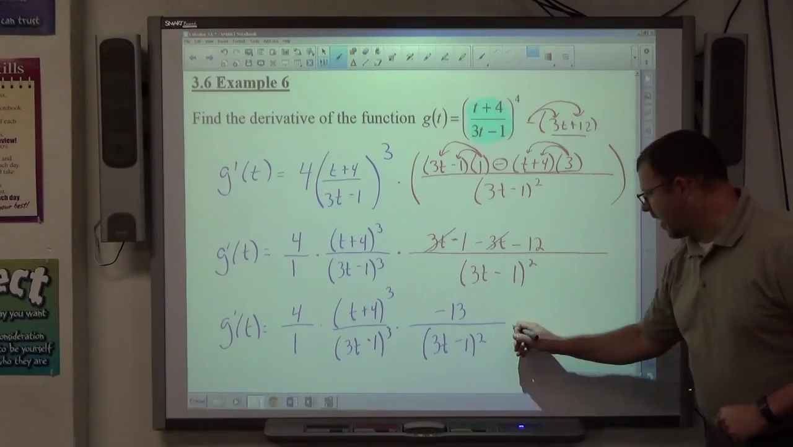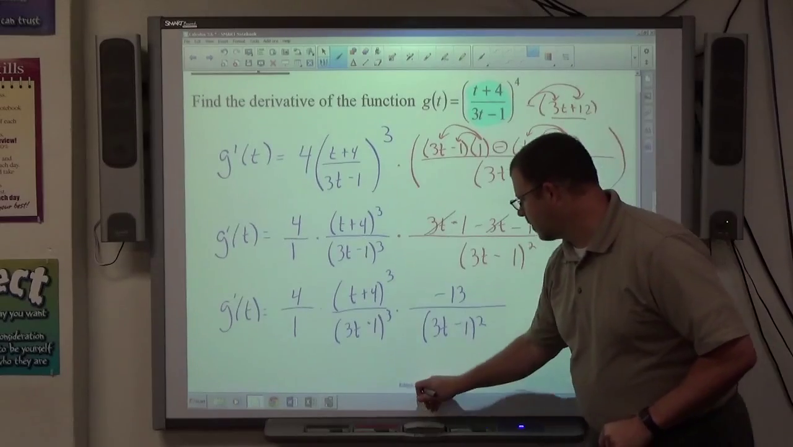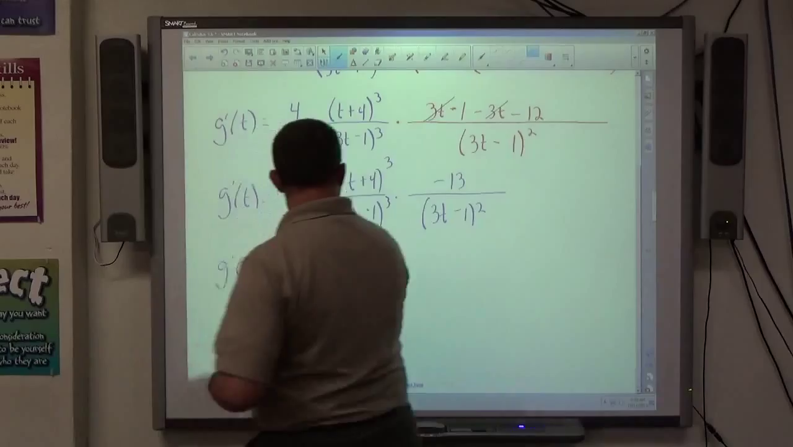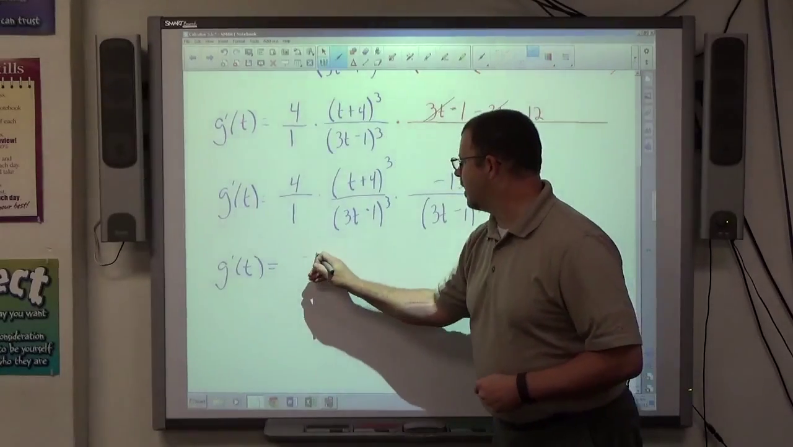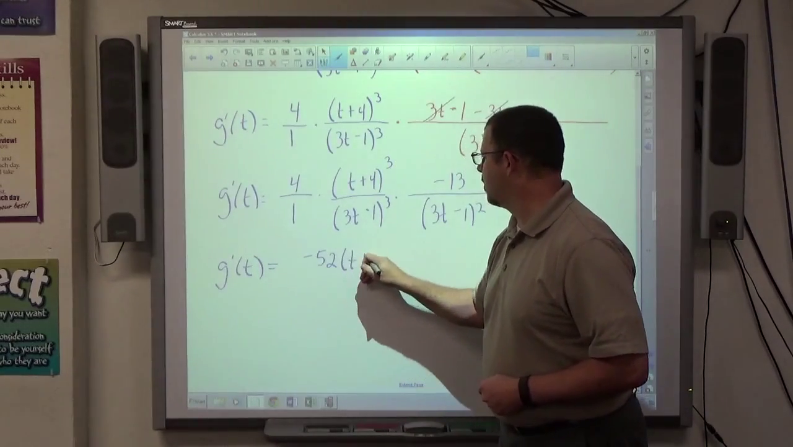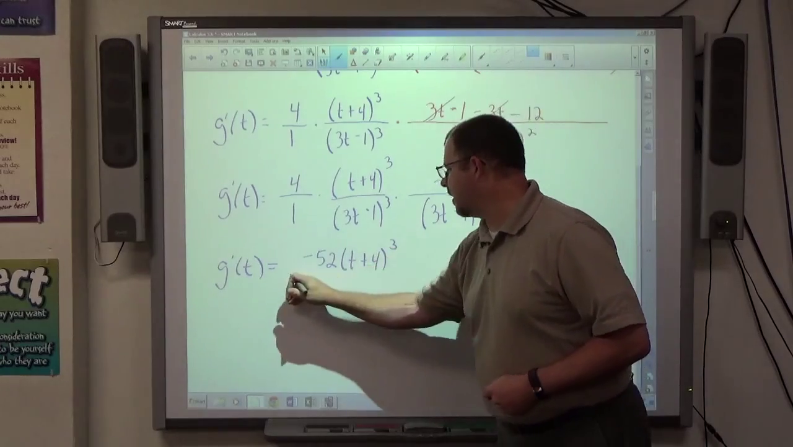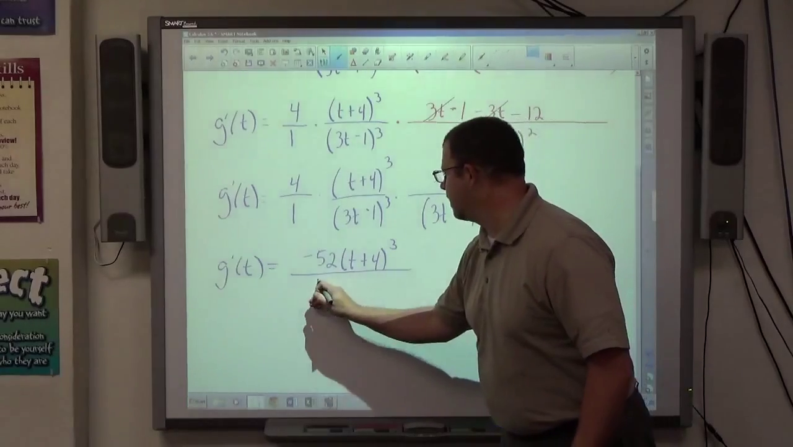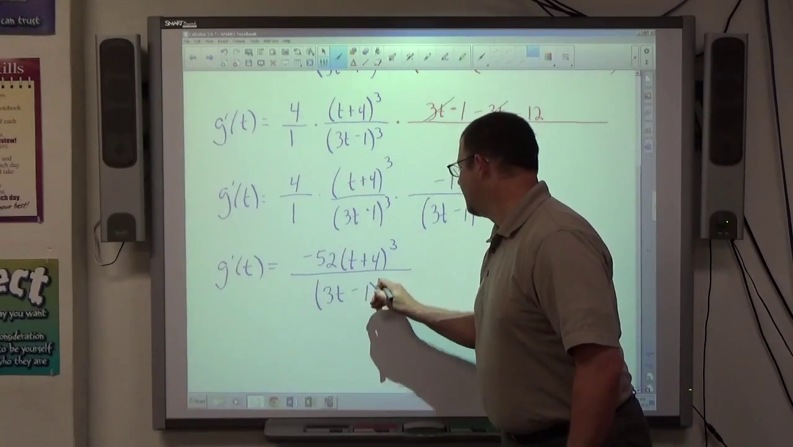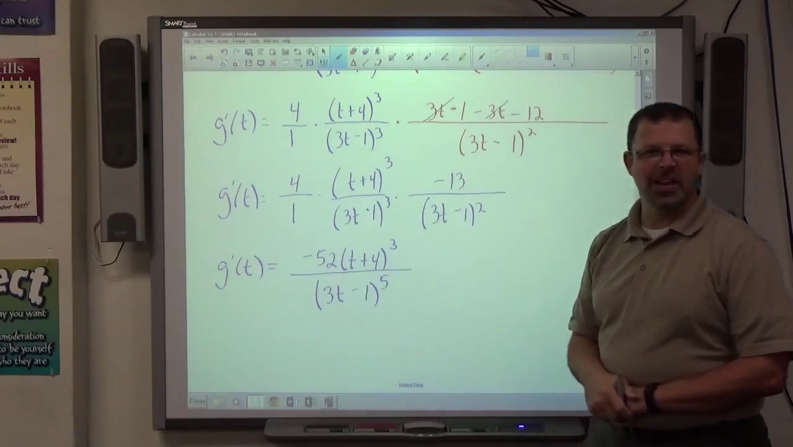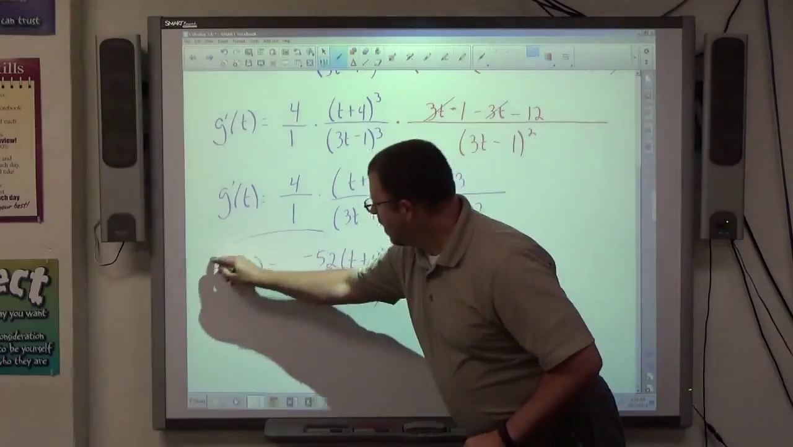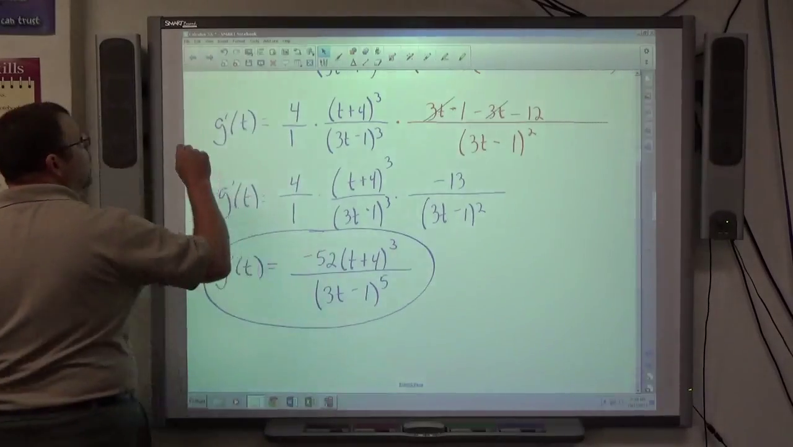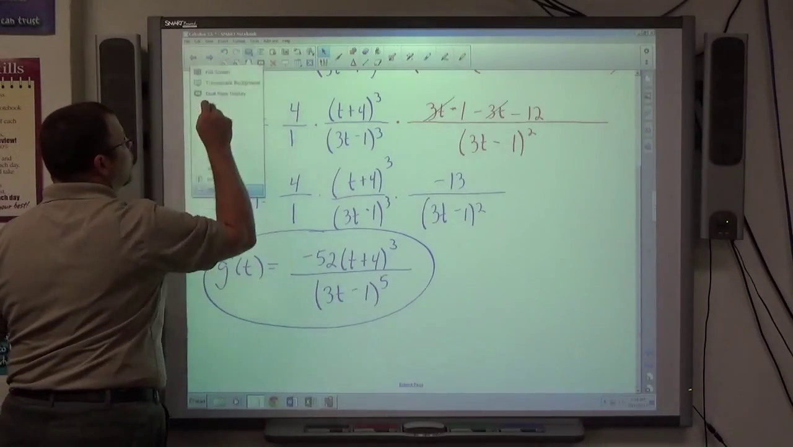So if I simplify that out the rest of the way, looking at the tops and bottoms individually, 4 times negative 13 is negative 52, which is being multiplied by t plus 4 cubed. You can't make that any prettier than that. On the bottom, 3t minus 1 to the third, 3t minus 1 to the second, makes 3t minus 1 to the fifth. That's all being multiplied by 1, which doesn't have to be written. And there is that elegant solution I'm talking about, getting a nice, pleasant-looking derivative here.